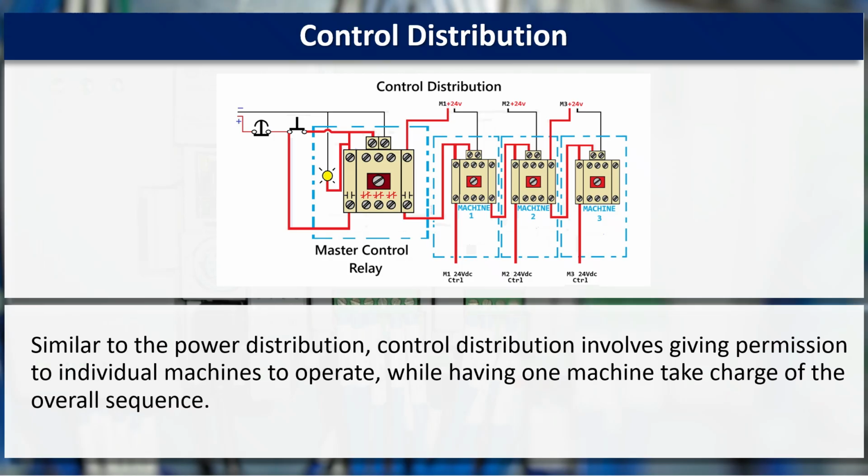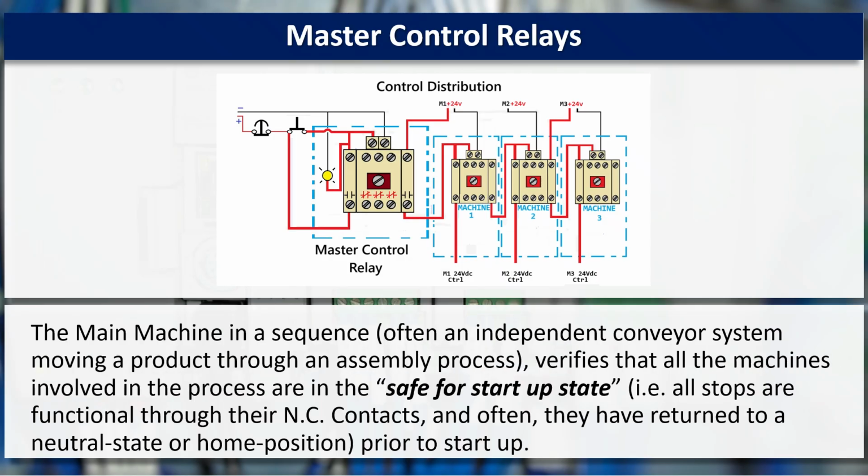Similar to the power distribution, control distribution involves giving permission to individual machines to operate, while having one machine take charge of the overall sequence. The main machine in a sequence, often an independent conveyor system moving a product through an assembly process, verifies that all the machines involved in the process are in the safe for startup state. That is to say, all stops are functional through their normally closed contacts, and often they have returned to a neutral state or home position prior to startup.